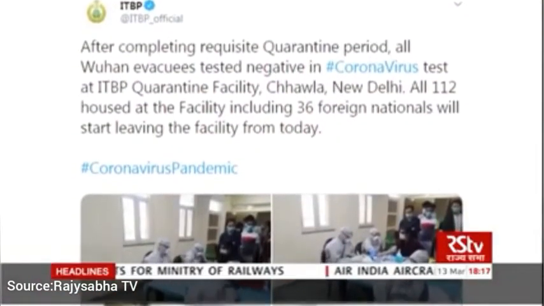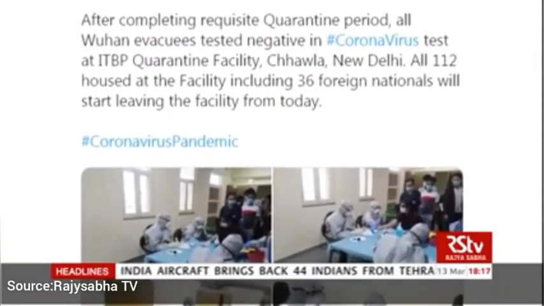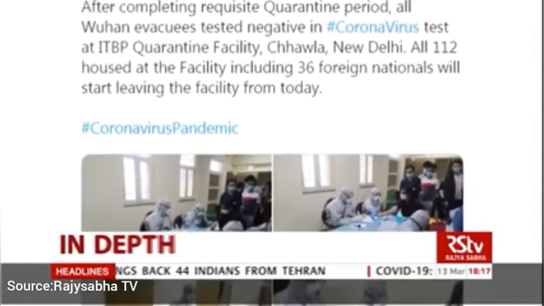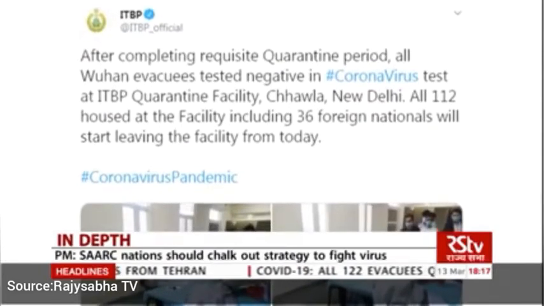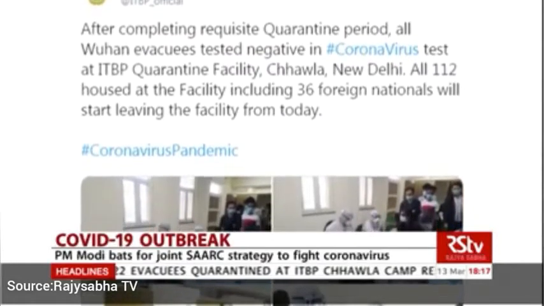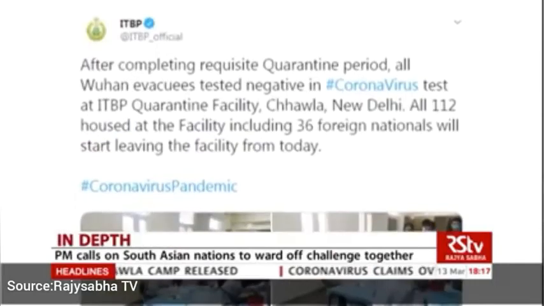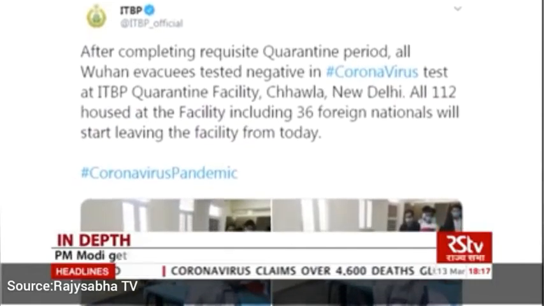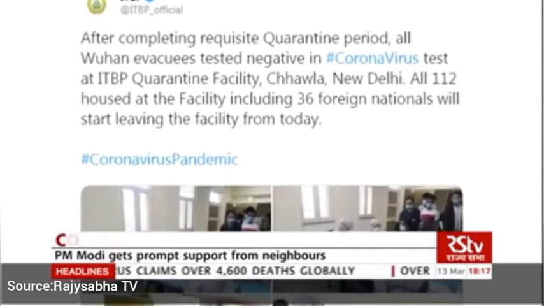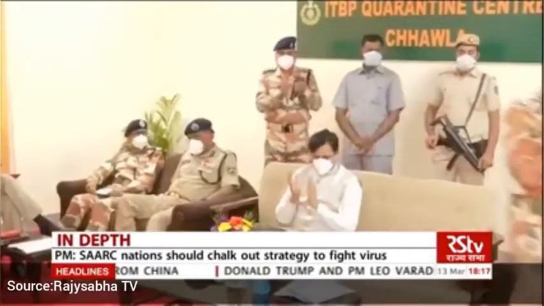In some positive news, even as the virus spreads across the world, a group of 112 evacuees taken from Wuhan, China, and housed at ITBP Chhavla Quarantine Facility in New Delhi have started dispersing after being found negative of the coronavirus. 2 tests, first on day 1 and second on day 14 of the quarantine, were conducted, in which all samples have been found negative. Minister of State for Home, Nityanand Rai, and Director General of ITBP, S.S. Deshwal, met the evacuees at the facility.